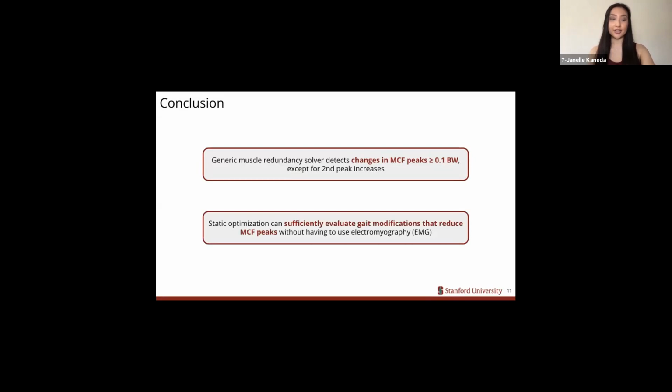Having sufficient accuracy for detecting reductions at both peaks suggests that static optimization can be used for evaluating gait modifications without the need for expensive equipment and the difficulty of EMG for certain patient populations, like those with osteoarthritis.